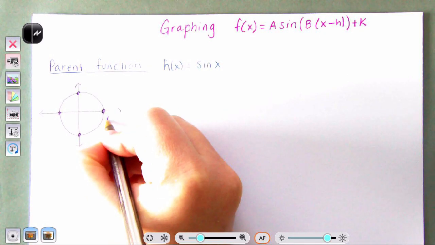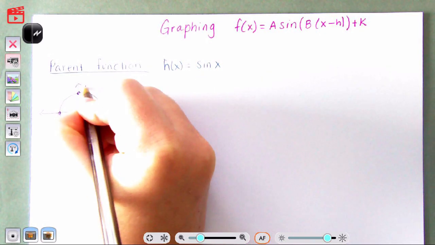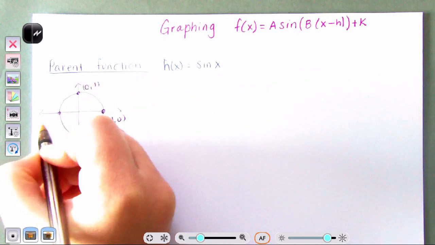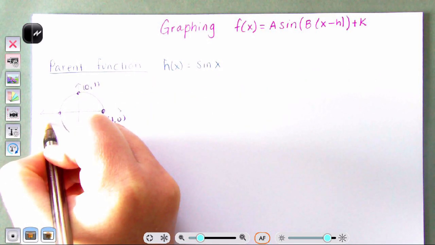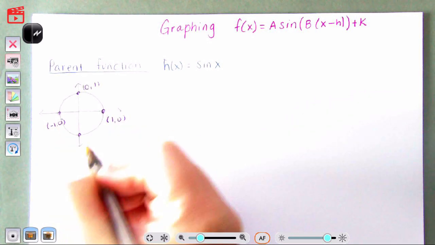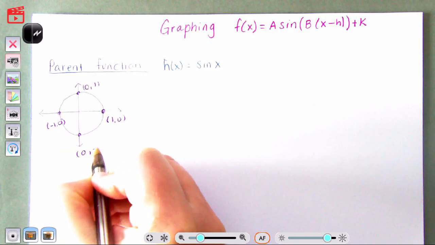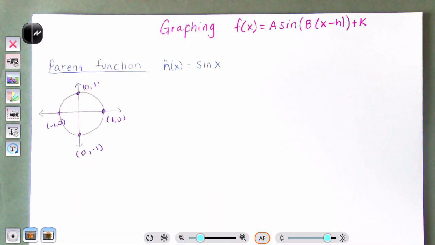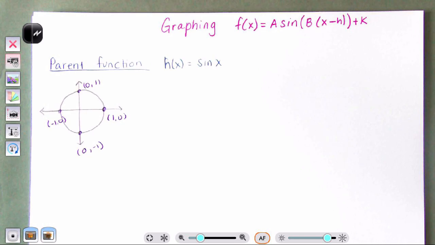Okay, so here we have 1, 0. Here we have 0, 1. Here we have, what do we have? We have -1, 0. And here we have 0, -1. So these points are important. Now the other points are also important, but we're going to graph these four first.